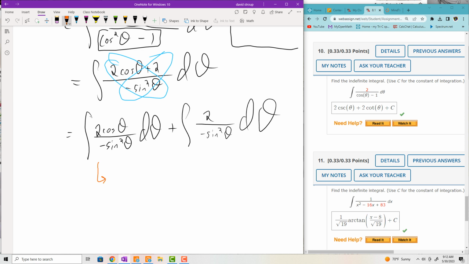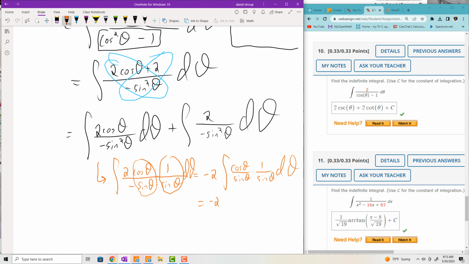So this first guy, I'm going to rewrite it a little bit by factoring things out. I'll have 2 cosine theta all over the negative, and rather than writing sine squared, I'm going to write sine theta times sine theta. You could factor out the negative 2, so you move the negative and the 2 out, and you get negative 2 integral. It looks like cosine theta over sine theta, and then you can put the 1 over sine theta. And I lost my d theta somewhere. And then you could rewrite that as negative 2 times the integral of cotan theta times cosecant theta d theta.